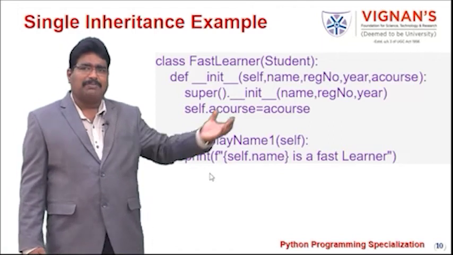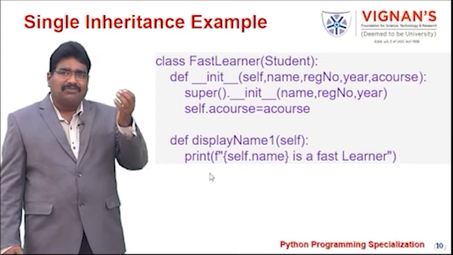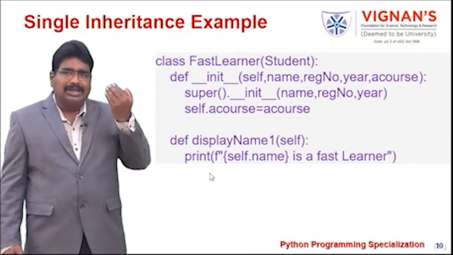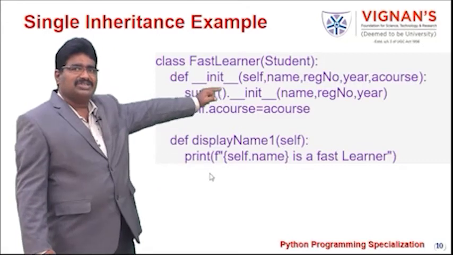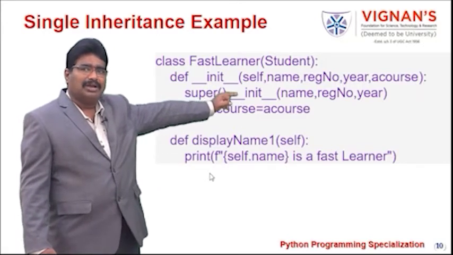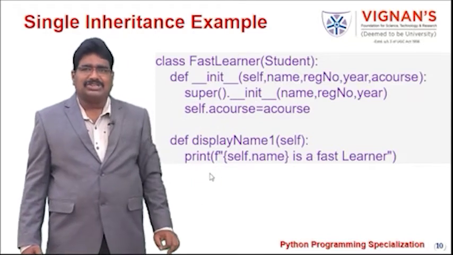These are the four parameters we need to pass, and once we pass these four parameters, we need to call the parent class constructor. For that reason, here we are using the statement super dot init, and we are passing the three parameters name, register number, year.